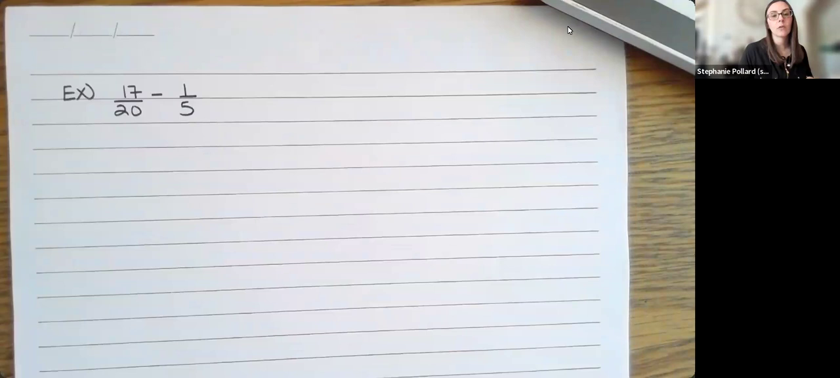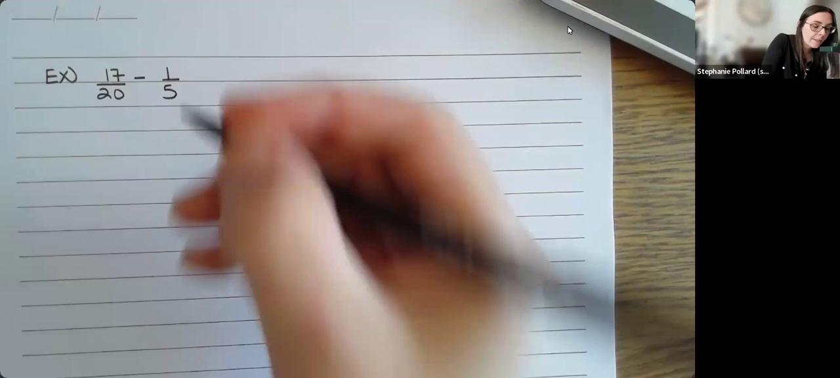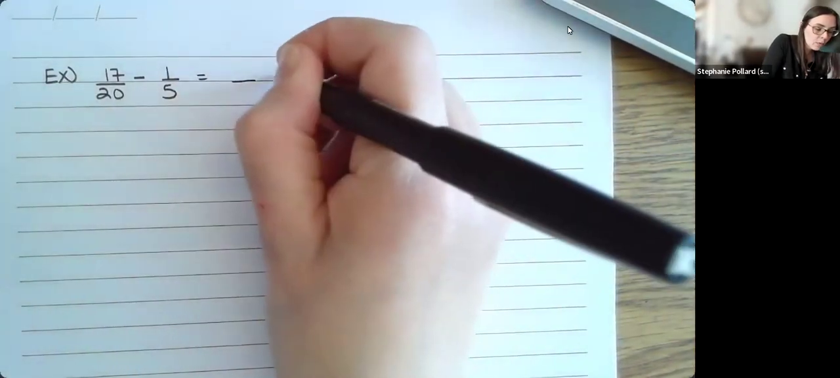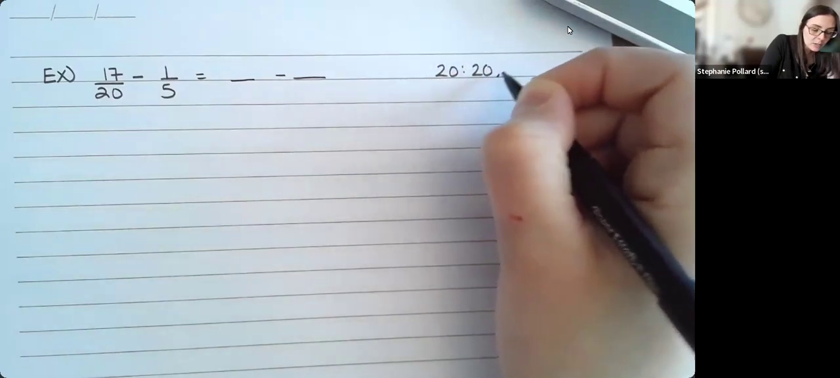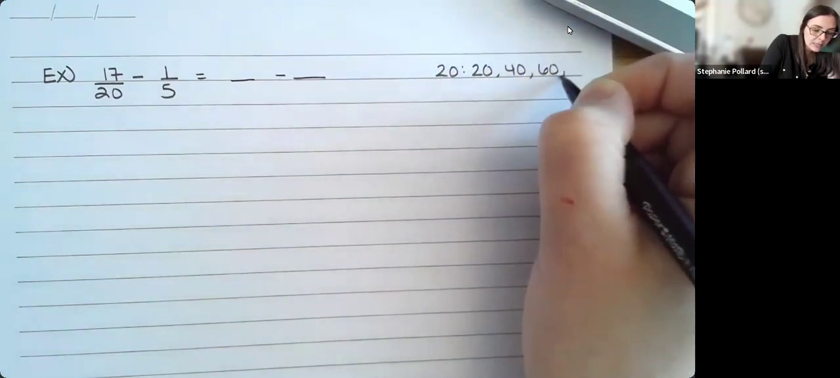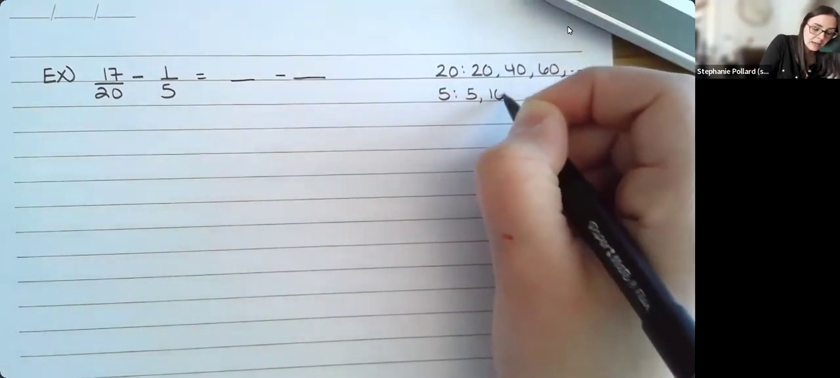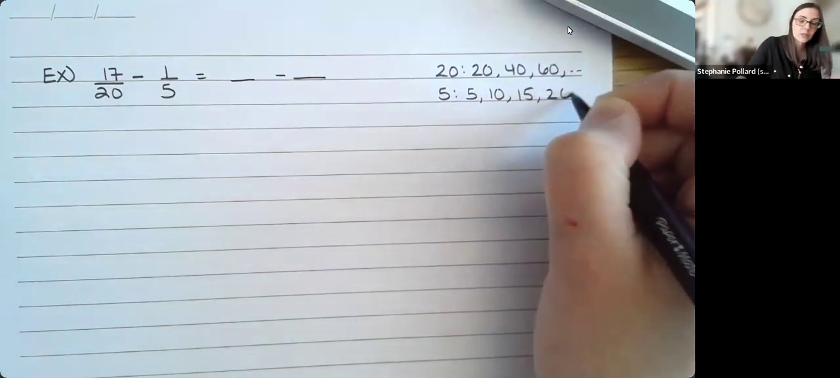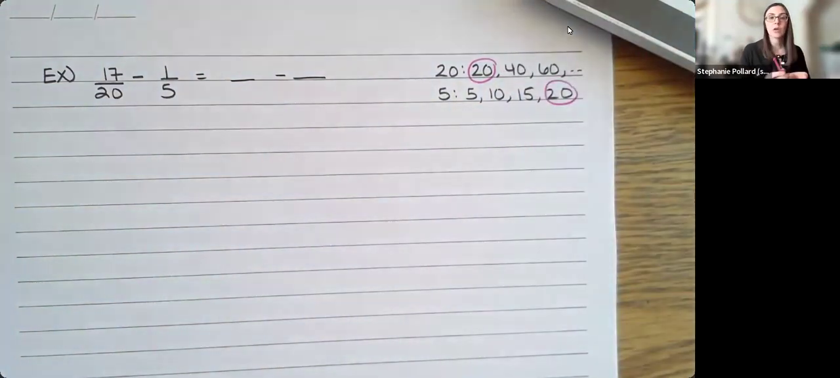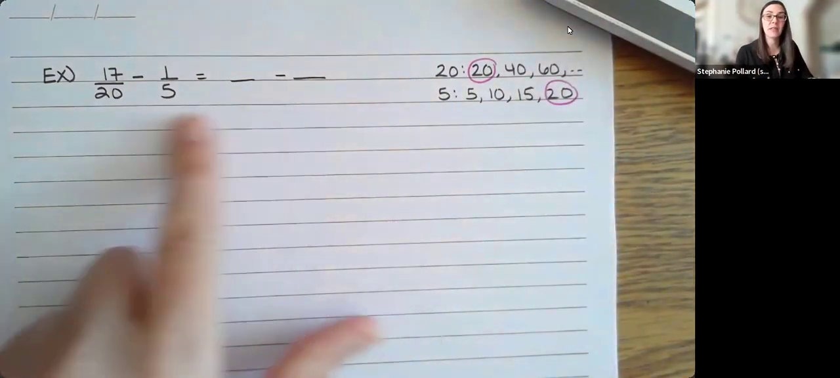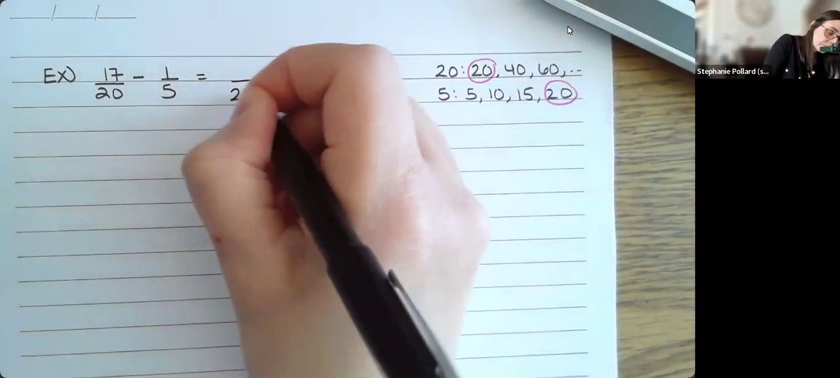So let me do 17/20 minus 1/5. So now again, I like to think about my multiples. What number did these both work with? Well, if I think about 20, 20 times 1 is 20, 20 times 2 is 40, 20 times 3 is 60. If I think about 5, 5 times 1 is 5, times 2 is 10, times 3 is 15, times 4 is 20. And I can see that that value of 20 occurs in both. So again, I'm looking for a number that both of these will divide into or are factors of. So I'm going to use 20 here.